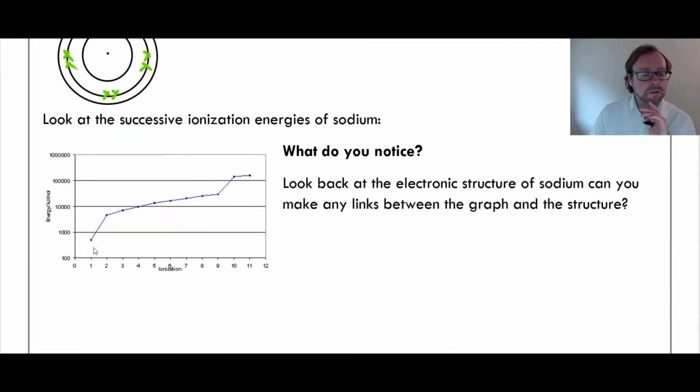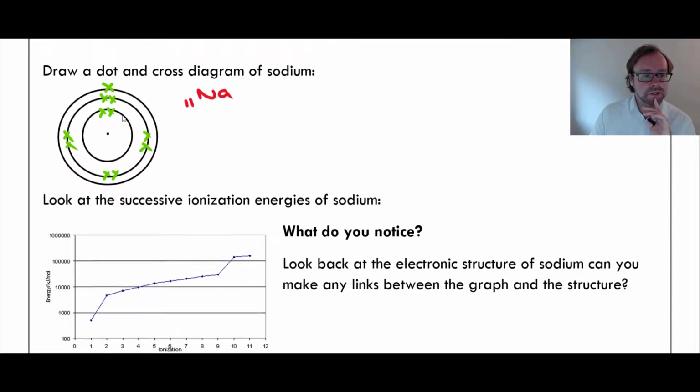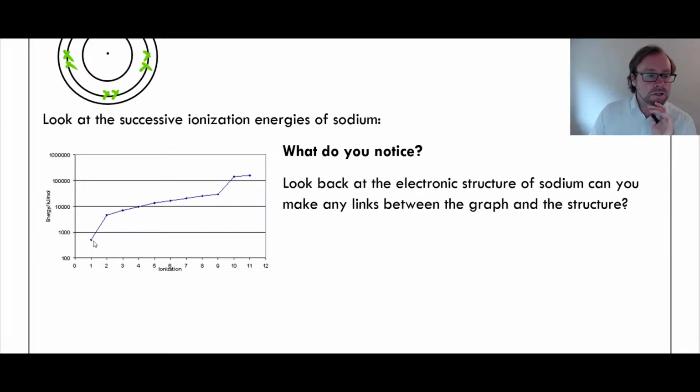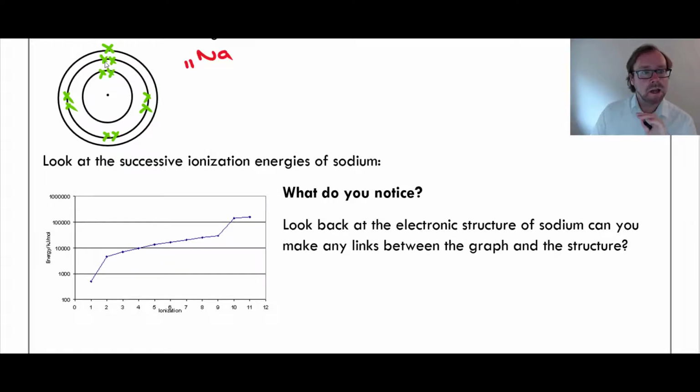Okay, and I'm sure you've realised that there is a really big jump in ionization energy between the first and the second. If we look back at our dot and cross diagram, we can see that we're removing the outer electron from the outermost shell. For the second ionization energy, the electron is being removed from an inner shell. So we can describe why there's such a big jump in ionization energy, because we're moving to an inner shell which is closer to the nucleus, so experiences lots more nuclear attraction.